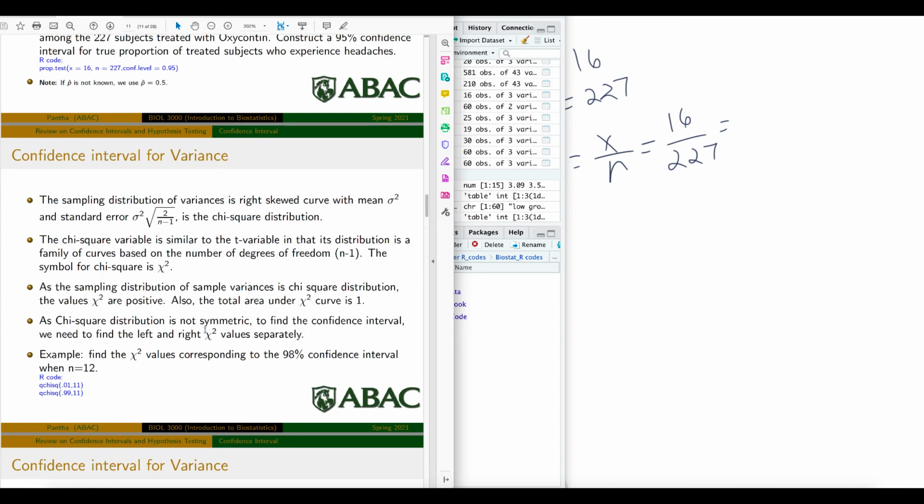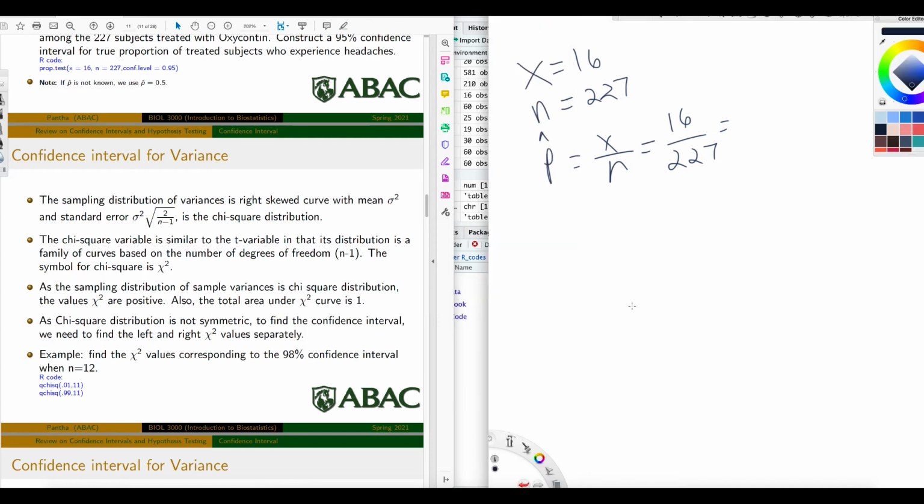As the chi-square distribution is not symmetric, to find the confidence interval, we need to find the left and right chi-square values separately. So, to find the chi-square value corresponding to a 98% confidence interval when n equals 12, you can do that, right? How do I do that? You need to do the q chi-square. Q chi-square, since it is 98%. Okay, so the middle area is 98%.